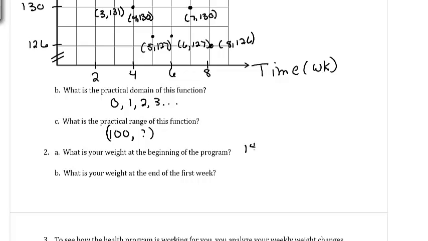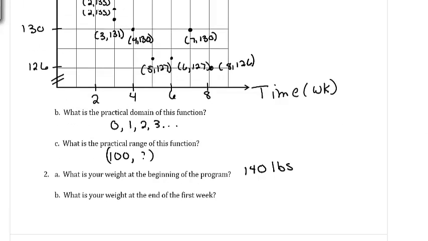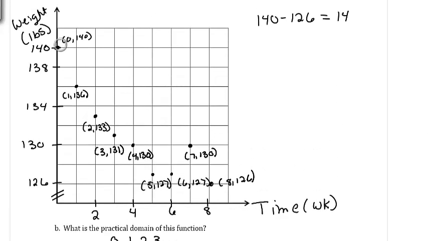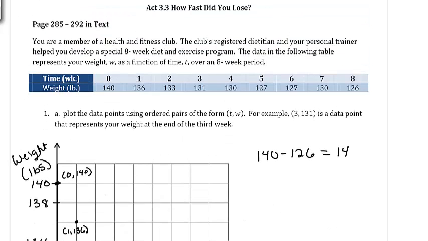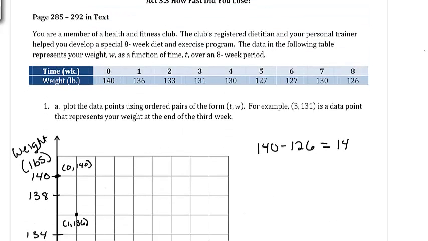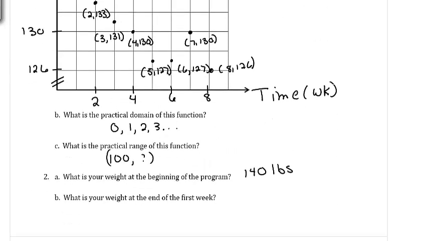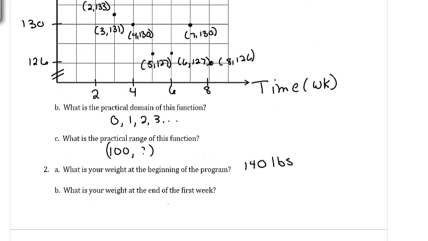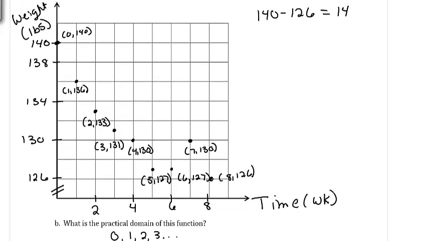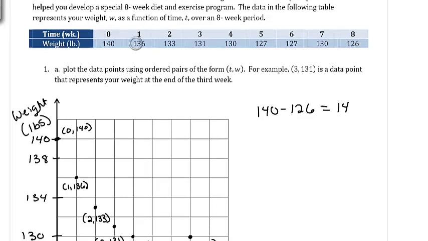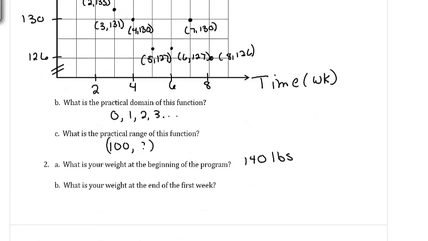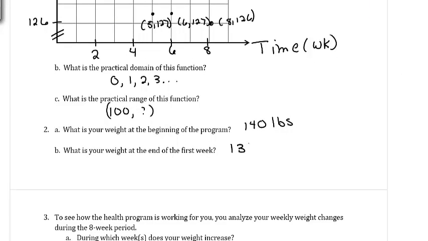What is your weight at the beginning of the program? Well, our weight at time t equals 0 was 140 pounds. And so you can either get that from the table or your graph. So we have this data point at (0, 140), or we could get it right out of the table here, either way. And what's your weight at the end of the first week? Again, we could get it from our graph. We have the point (1, 136), or you could get it out of the table. And so at the end of week 1, my weight was 136 pounds.